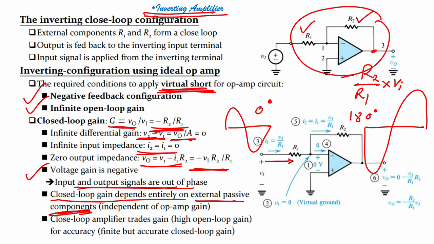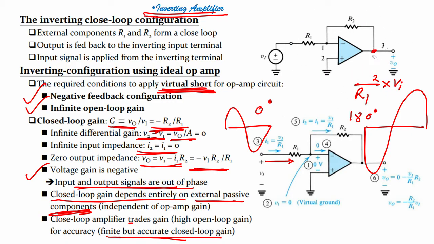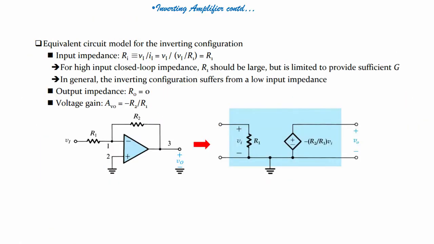Closed loop amplifier trades gain for accuracy, right. That means that here we do not have extremely high gain, but we can change the gain and we can have finite but accurate closed loop gain. So, accuracy is better here, but we have finite closed loop gain. But in case of no feedback, you have infinite gain. This is the inverting amplifier.